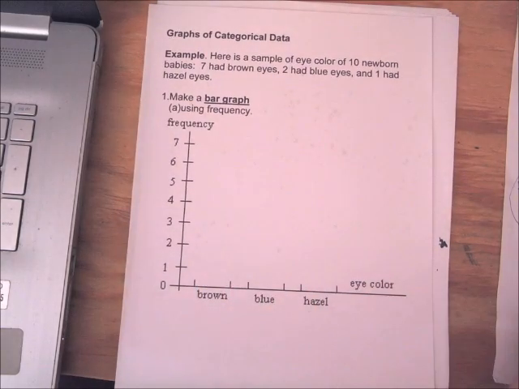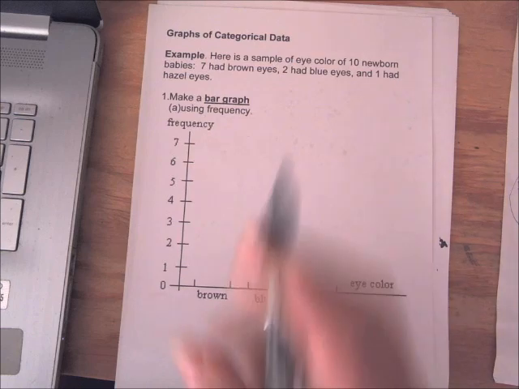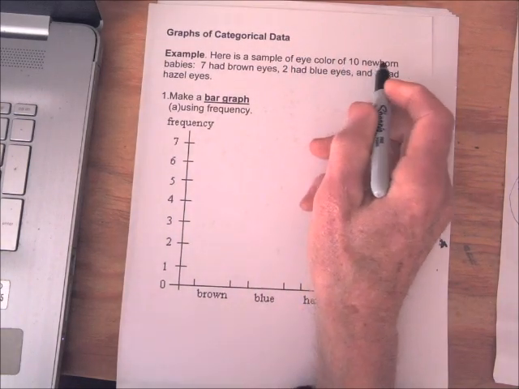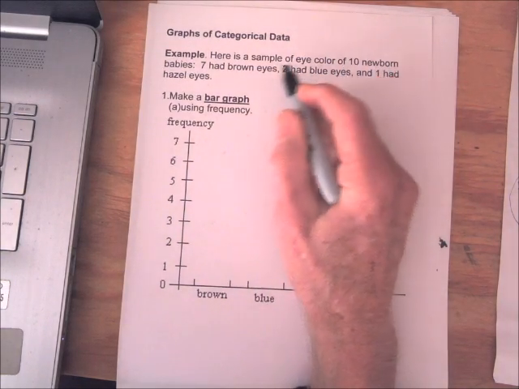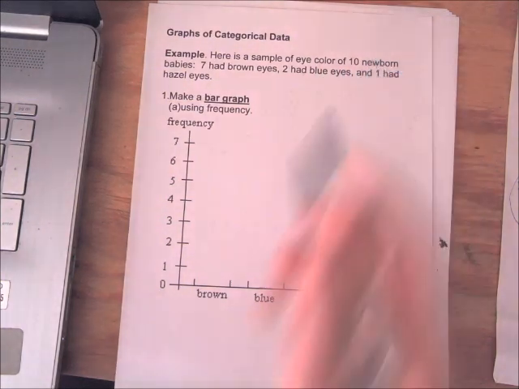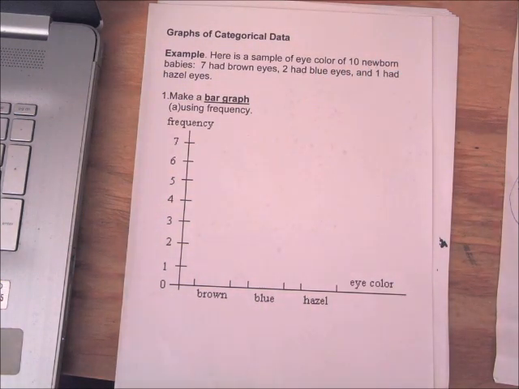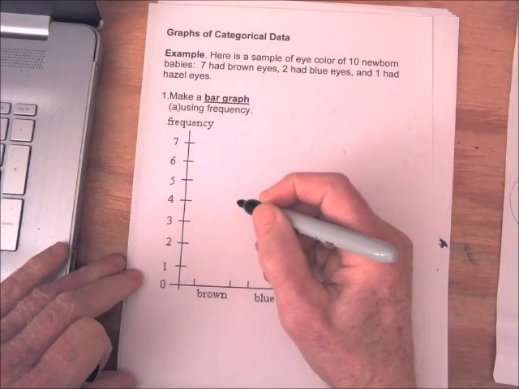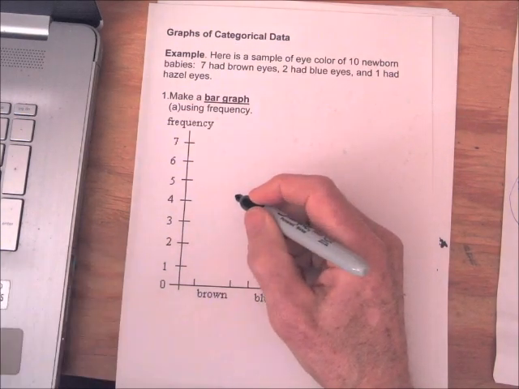Graphs of categorical data, also called qualitative data. Here we have an example of eye color of 10 newborn babies. 7 had brown eyes, 2 had blue eyes, and 1 had hazel eyes. There are several types of graphs we can make.